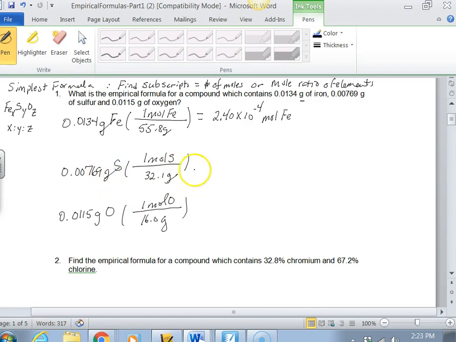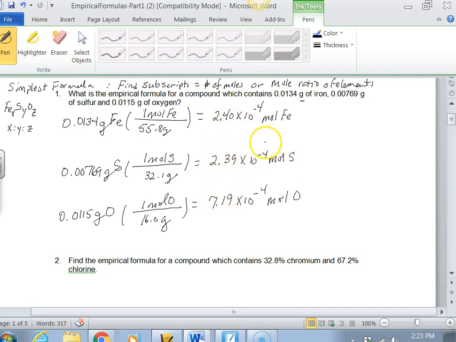For sulfur, you get 2.39, which is actually, if I round, should be 2.40 times 10 to the negative 4th moles of sulfur. And for the oxygen, I end up with 7.19 times 10 to the negative 4th moles of oxygen. Now, we could write the chemical formula this way. This is the ratio: this number to this number to this number.